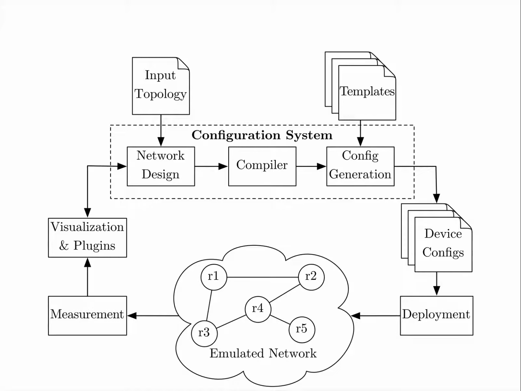With the input topology, network design rules, compilation step and configuration generation used with a combination of templates to generate device configurations, the deployment step will take these device configurations and launch them on an emulation server. The emulated network can then be measured using collection commands, and the output used as part of the visualization. This can be compared using plugins, which can either do the comparison and verification to compare the output to the network design rules to validate the configuration, or plugins which act directly on the network design rule, such as to perform optimizations. We will now present a number of case studies showing the system in action.